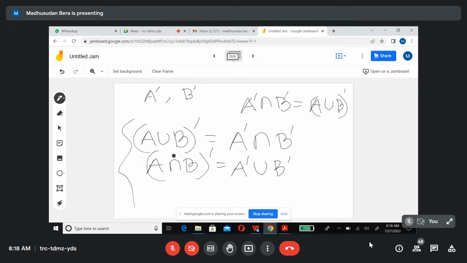You can remember it this way: whenever it is a union inside, outside it will be an intersection. If it is an intersection inside, here it will be a union. That way you can remember. Here union, so it will be intersection. Intersection, it will be union here.